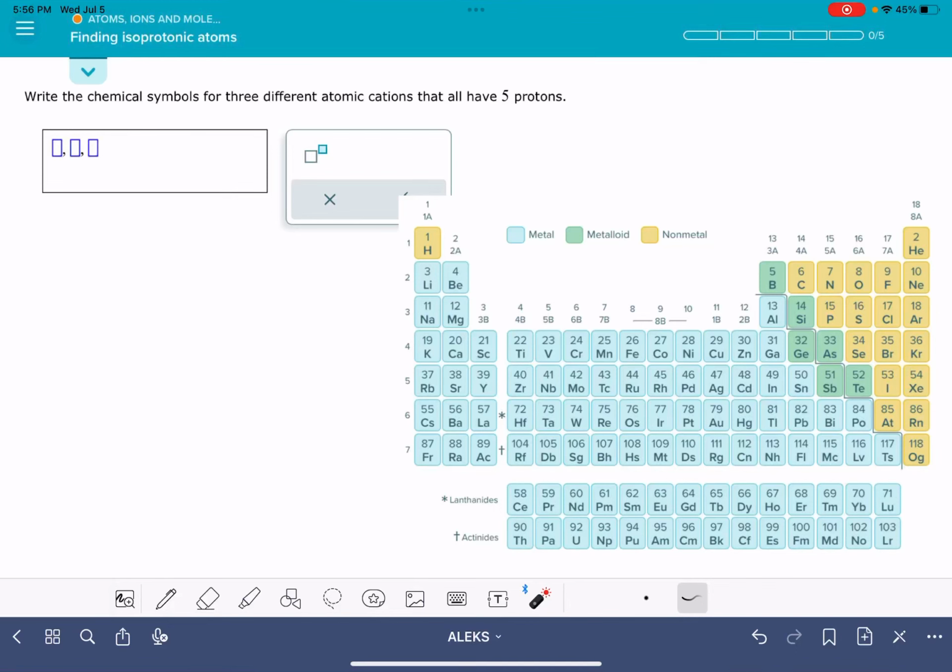In this video, I'll show you how to solve the ALEKS problem called Finding Isoprotonic Atoms. This problem is going to ask you to write the symbols for 3 different atomic ions. It might be asking you to write the symbol for 3 different cations. That's what this problem is asking me to do. It could also be asking you to write the symbol of 3 different anions. I am going to talk about how to do that if that's the version of the problem that you're looking at.